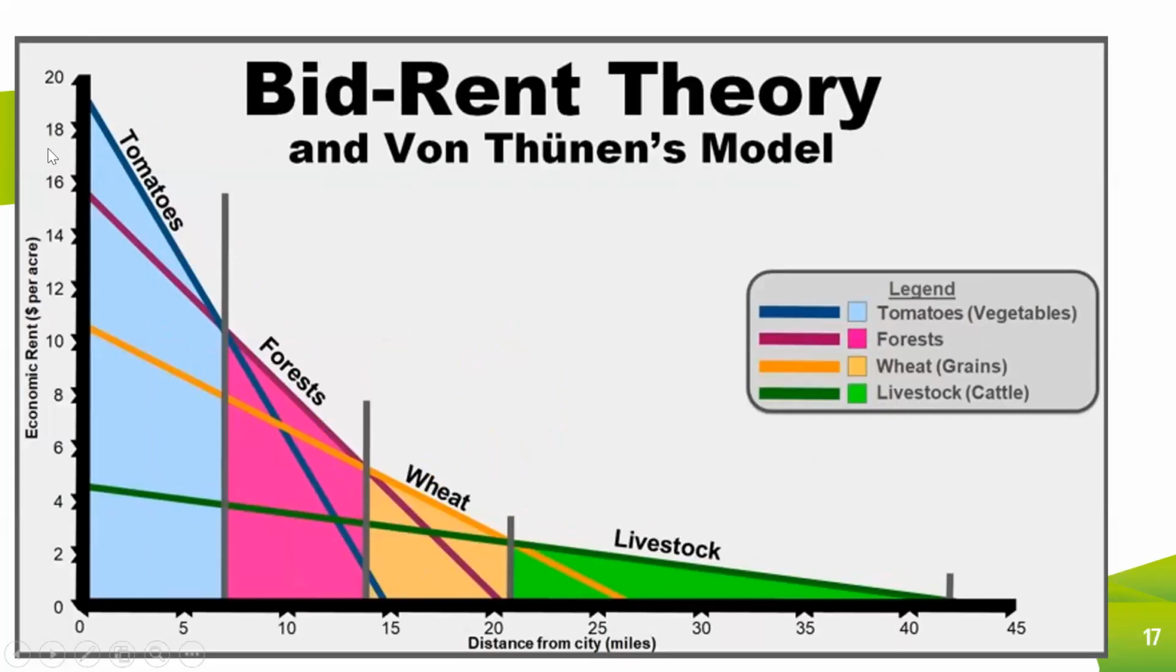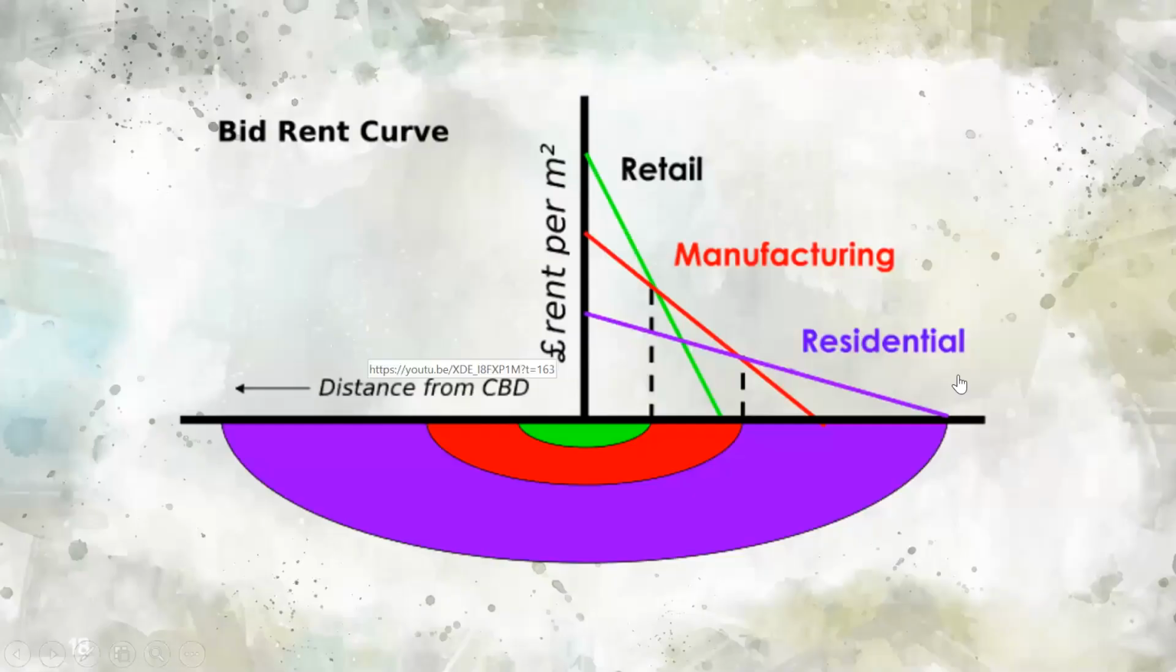So here's another way of looking at it, this time with numbers. You see the economic rent here, and then you see the distance from the city in miles. Again, here's another way of looking at it with the von Thunen model down here. Don't worry about it quite yet. The von Thunen model, we'll look at that.